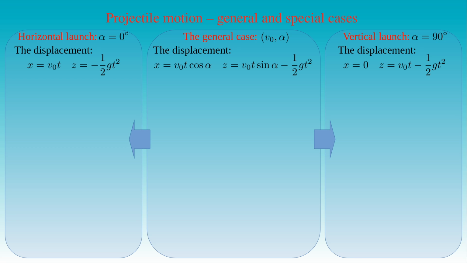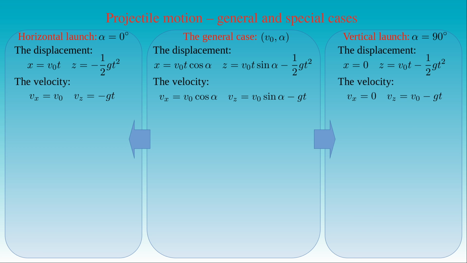The velocity of the projectile in the general case is the following. Its horizontal component vx is given by v0 times cosine alpha, and its vertical component vz is equal to v0 times sine alpha minus g times t. In the case of the horizontally launched projectile, the horizontal component of the velocity is simply the initial velocity v0, whereas the vertical component vz is given by minus g times t. In the case of the vertically launched projectile, there is no horizontal component of the velocity, that is vx vanishes, and its vertical component vz is equal to the initial velocity v0 minus g times t.